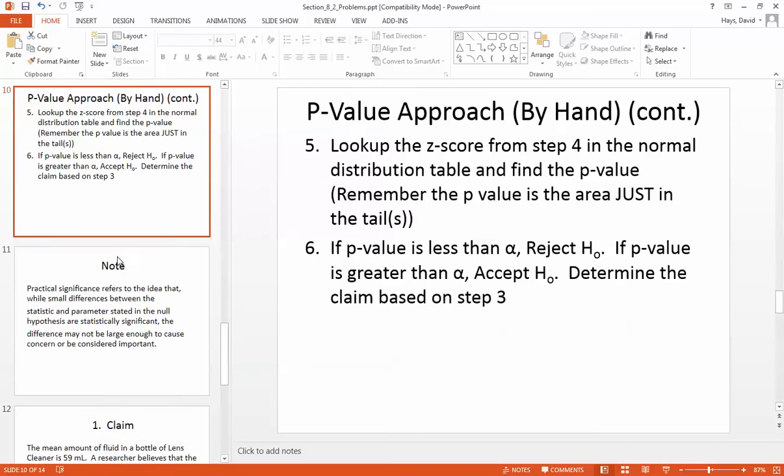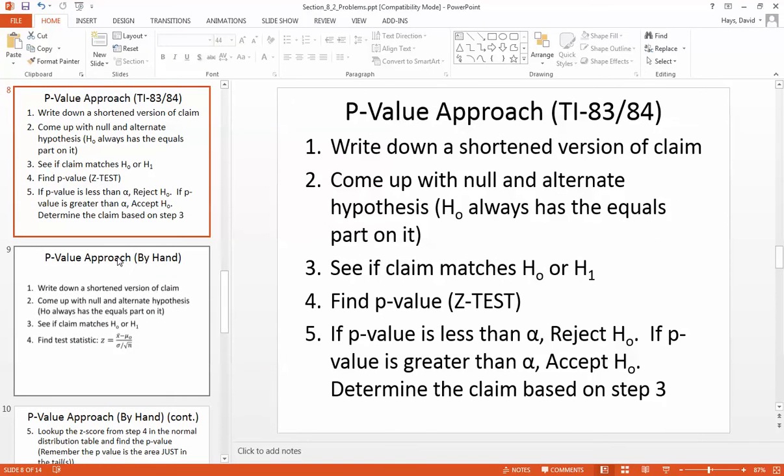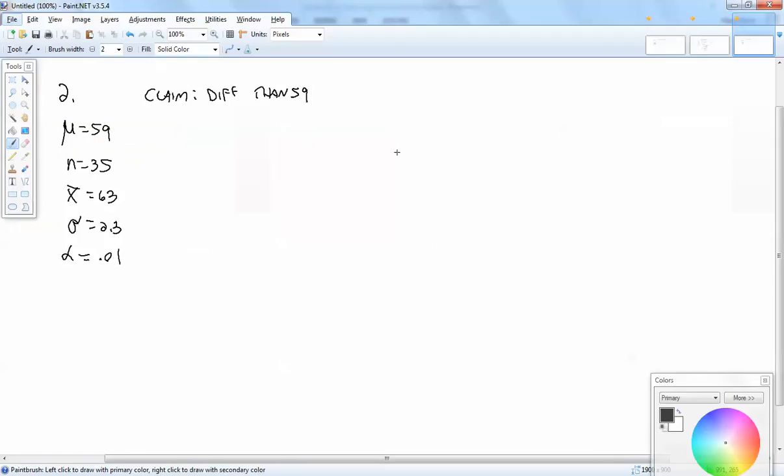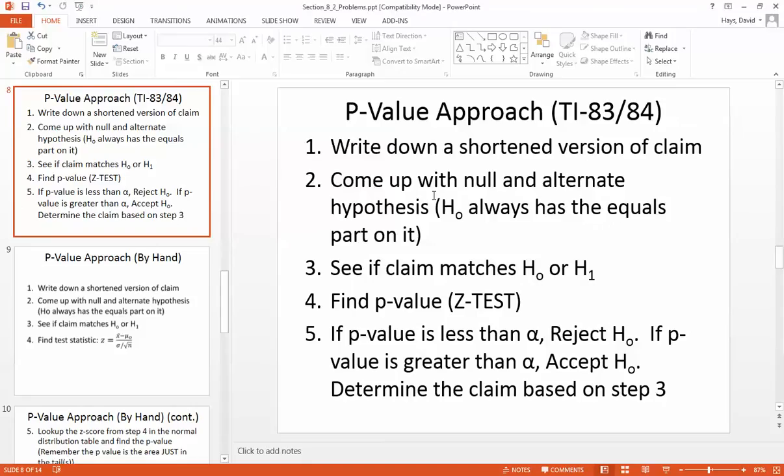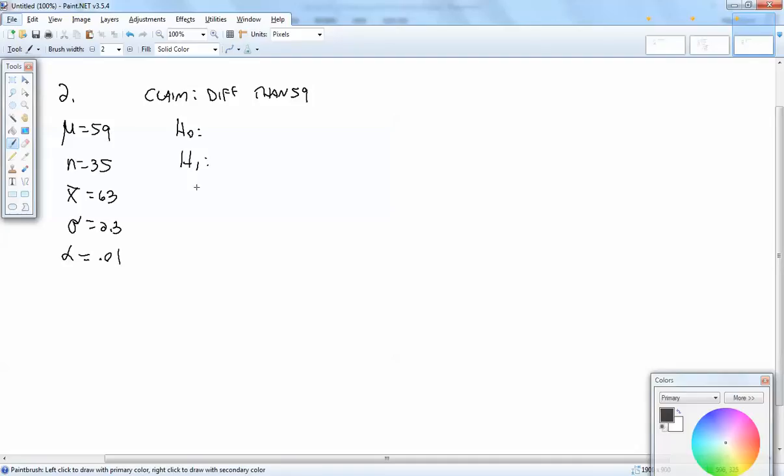Okay, let's go up to our steps. Step 1, write down a shortened version of the claim. We did that. Step 2, come up with a null and alternate hypothesis. H naught always has the equals part on it. So this is mu. Now, different than is the not equal to, and that's going to go on H1. So that's going to be mu different than 59.